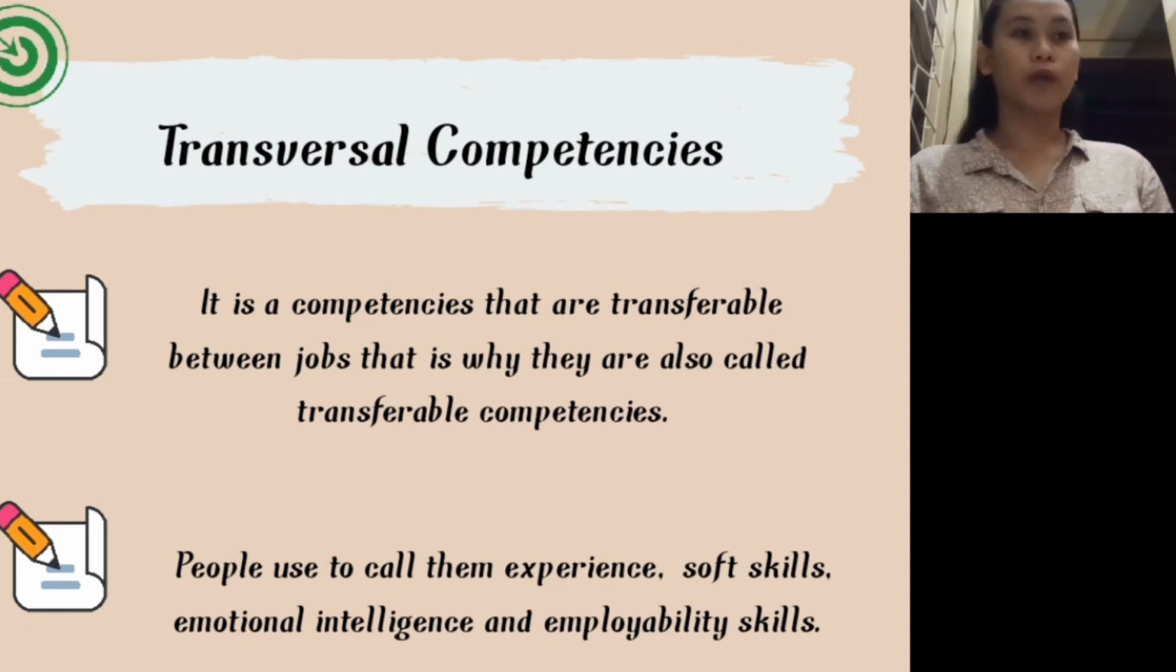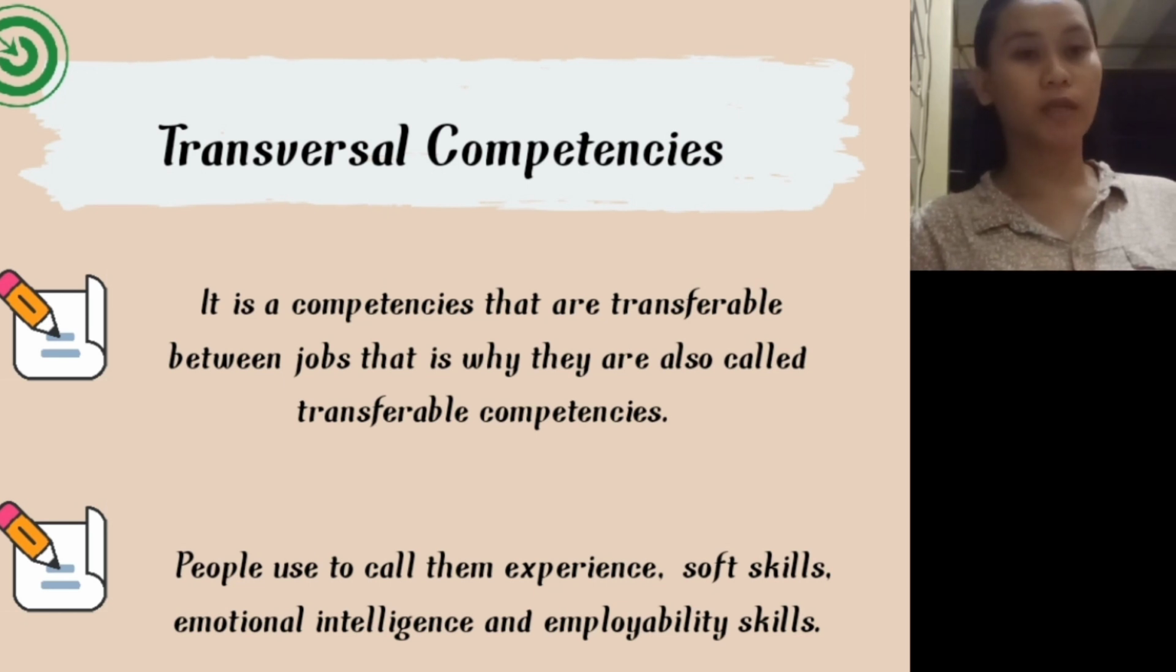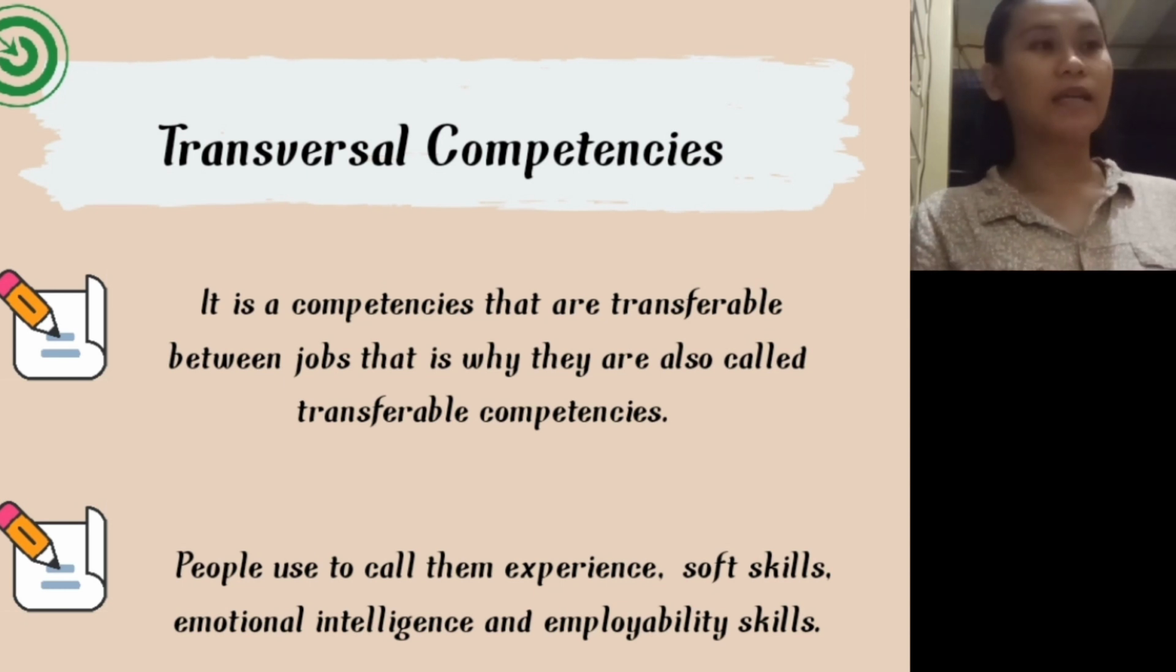Schools must therefore teach transversal competencies. These transversal competencies are much more than information, knowledge, and mental and physical skills in the knowledge domain. In addition, people used to call them experience, soft skills, emotional intelligence, and employability skills. They are a set of competencies related to attitudes and values, knowing how to be, and procedures, the know-how. They can be used in a variety of situations and settings.